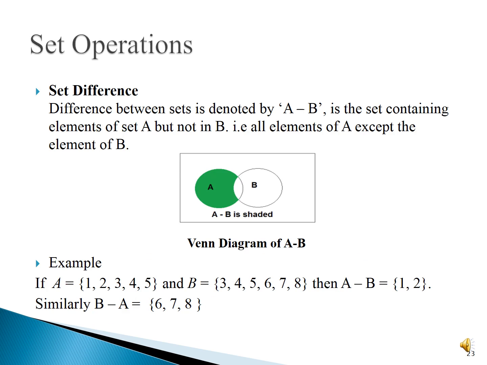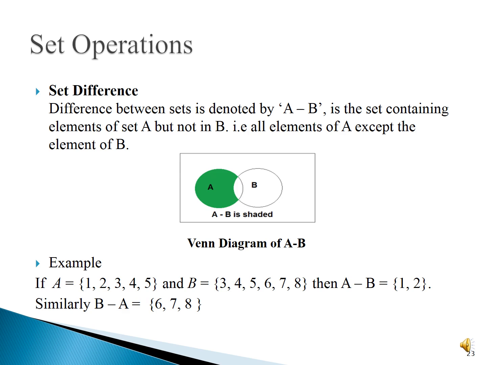The next operation is set difference. Difference between sets is denoted by A minus B. It is a set containing elements of set A but not in B. That is, A minus B will contain all elements of A except the elements of B. We will see one example. If set A contains elements 1, 2, 3, 4, 5 and set B contains elements 3, 4, 5, 6, 7, 8, then what will be the difference A minus B?